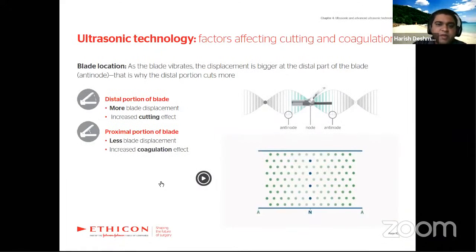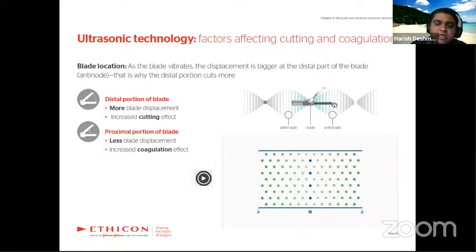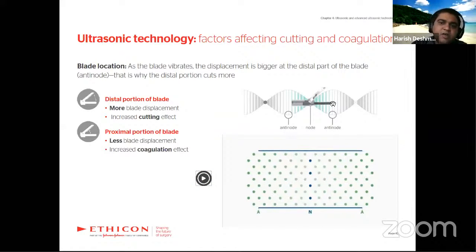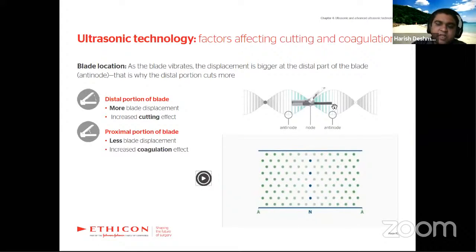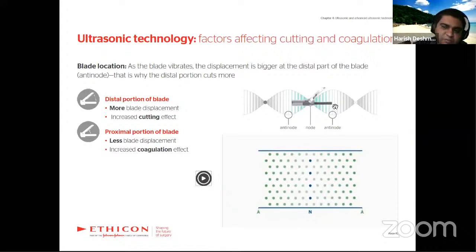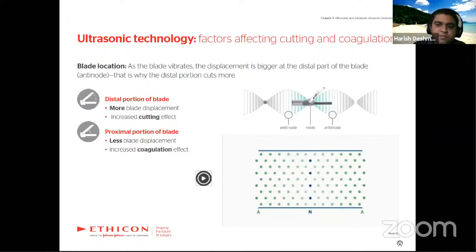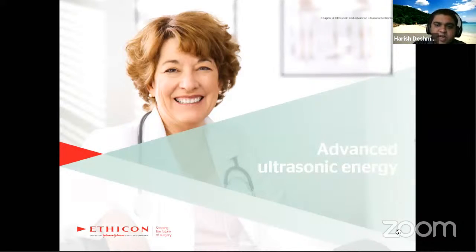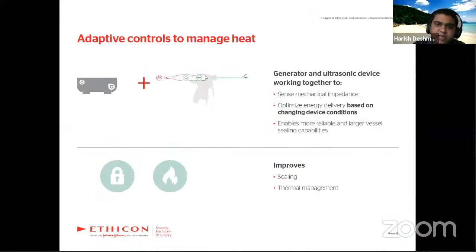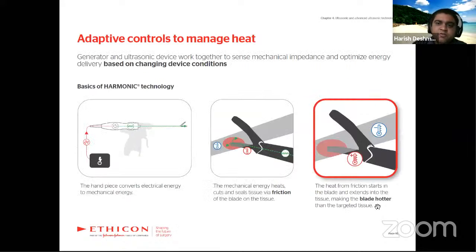In case of the proximal blade, why I said you'll have increased cutting speed at the end is because that is the antinode and node. The antinode position will give you better cutting speed, because that is actually where the expansion happens. Coming to the advanced energy sources of Harmonic, advanced energy Harmonic: with the same generator, what we have done is we have minimized the heat.